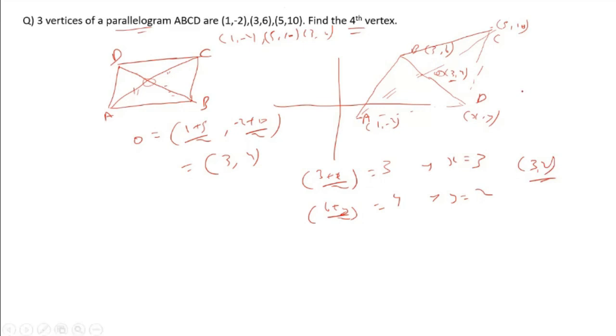If you got this question in an exam, it's almost an oral question. You can just see that okay, 1 and 5 create 3, minus 2 and 10 create 4. So 3 comma 4 is my point. Now 3 and something should give me 3, so 3 and 3 will give me 3. 6 and something should give me 4, so that will be 2. So 3 and 2 is the answer.